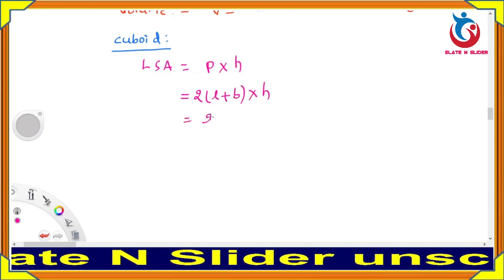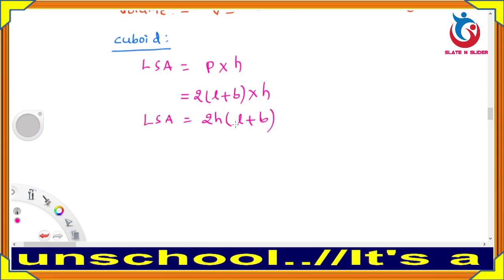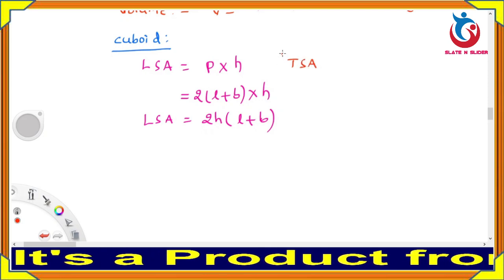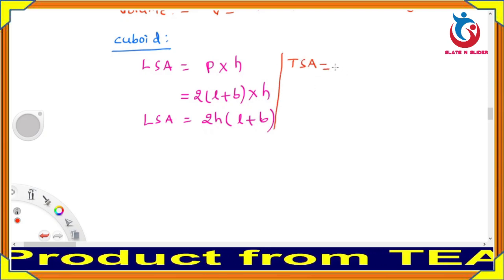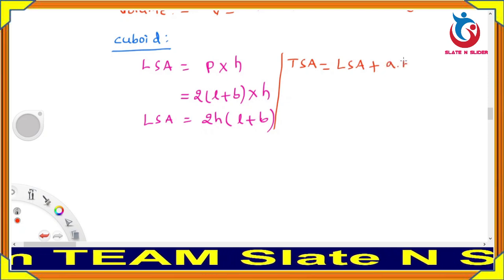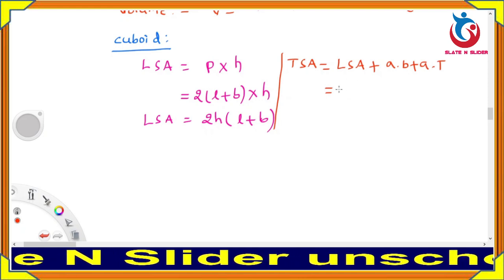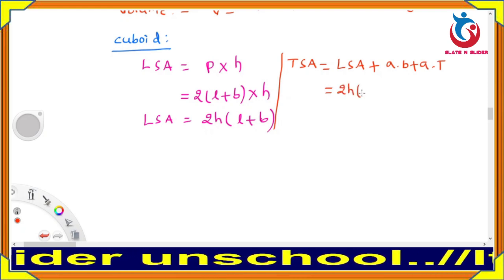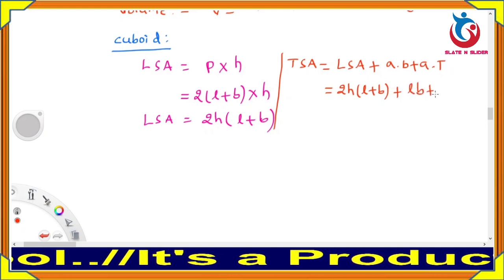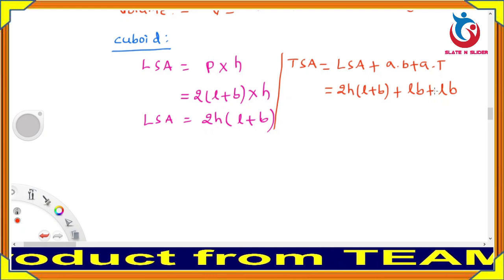So you can write this as 2H of L plus B. This is the LSA of cuboid. And I would like to write the TSA of cuboid. So TSA is equal to LSA plus area of the base plus area of the top. So LSA is equal to 2H of L plus B plus area of the base is L into B plus area of the top is also L into B. So area of the top and area of the base both are equal.